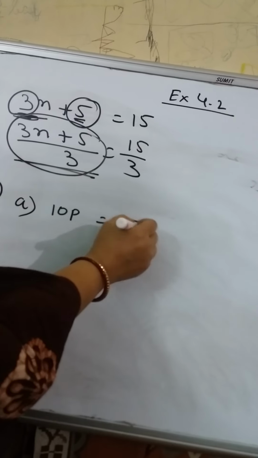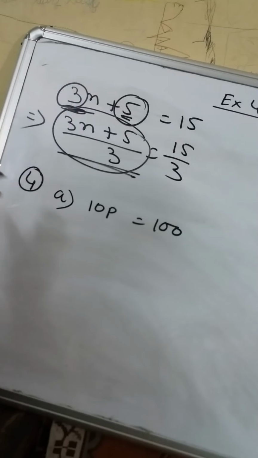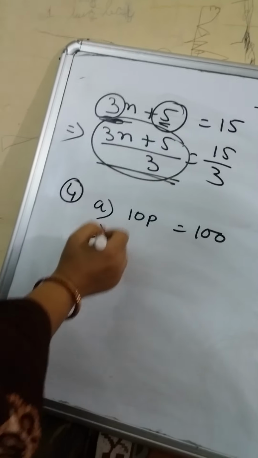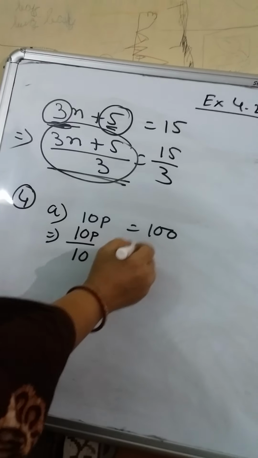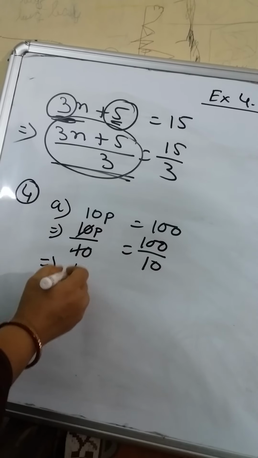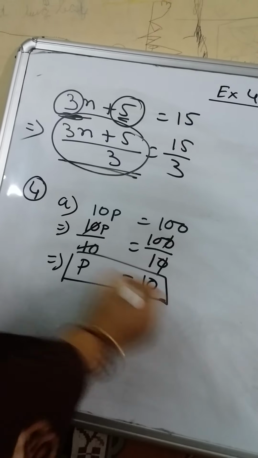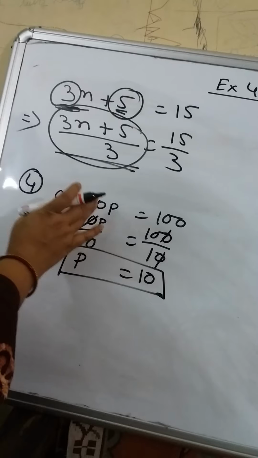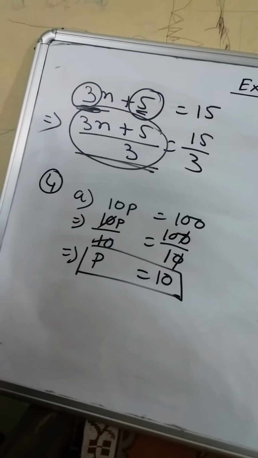10p equals 100. You have to do the way we are doing in the earlier questions, but here you don't have to write steps. Here it is multiplication, so what you have to do? You have to divide both the sides by 10. So this 10 will get cancelled, p will remain here. So here is your answer. Only difference is you don't have to write the steps where you are separating the variables.